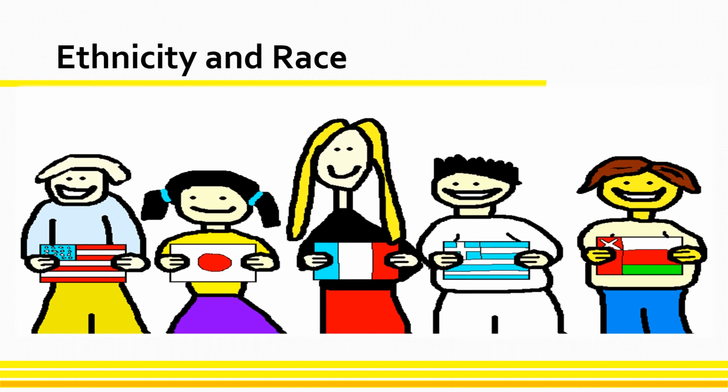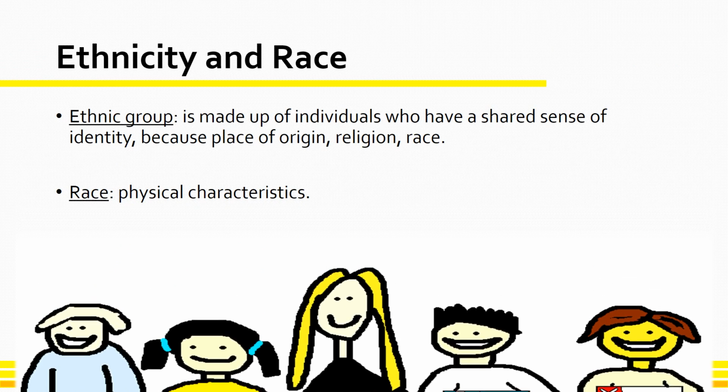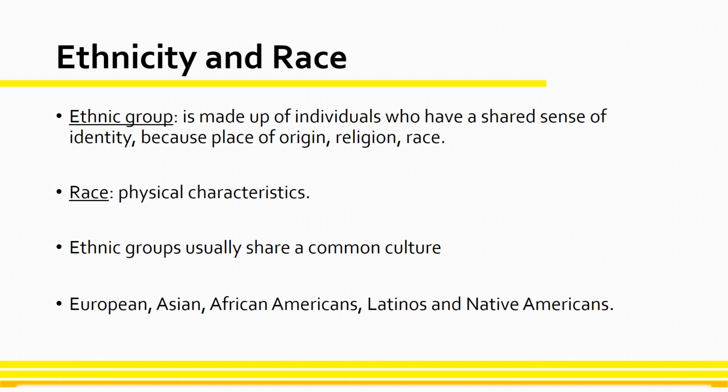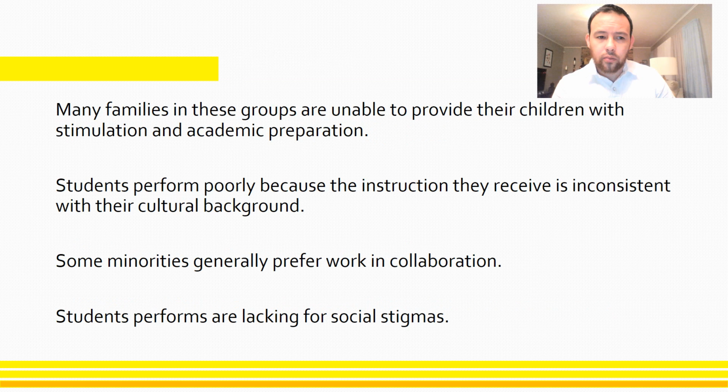Another important aspect is ethnicity and race. Don't confuse ethnicity and race. An ethnic group is made of individuals who have a shared sense of identity because of place of origin, religion, and race. Race is physical characteristics. Ethnic groups usually share a common culture. We can classify them as European, Asian, African American, Latin, and Native American.